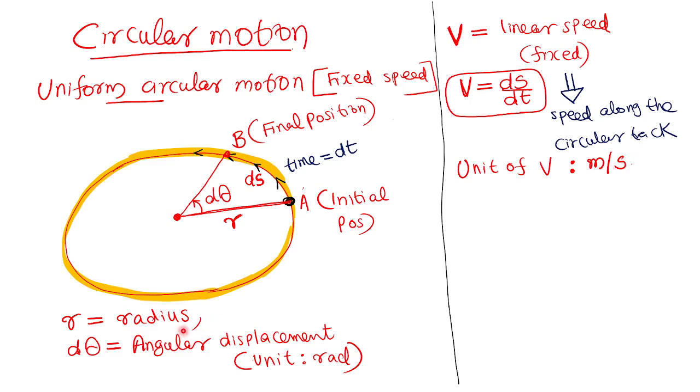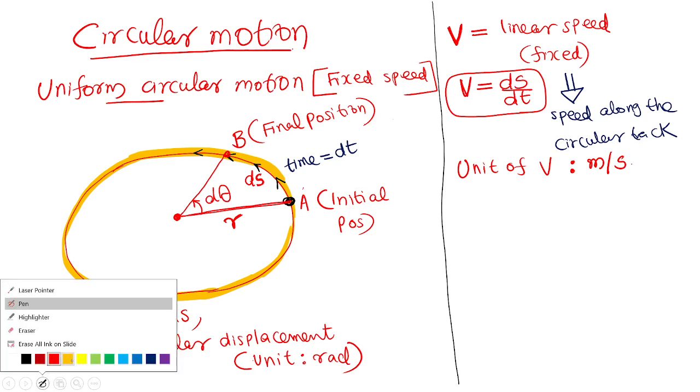So far what we have studied, r is the radius, d theta is the angular displacement. If I travel, definitely I cover a certain angle at the center. V is the linear speed. What do you mean by linear speed? Linear speed means speed of my bike along the circular track, for the time being. It is meter per second. Because there is another type of speed, that is why I am stressing this point.